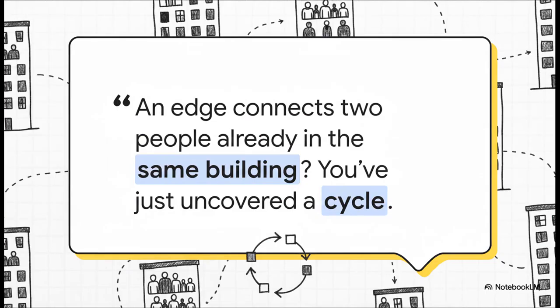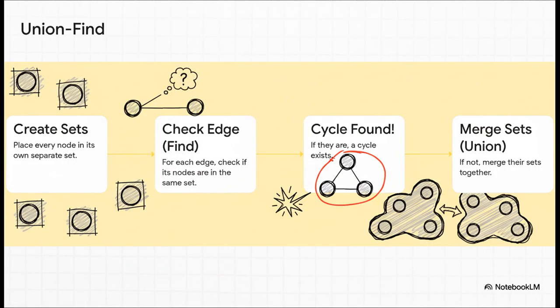But there's another super powerful method called union find. And the analogy for this one, it's awesome. Just imagine that every single node in your graph starts out in its own separate apartment building. Okay, so how does this apartment building thing actually work?